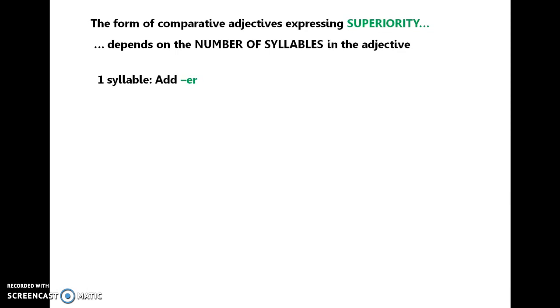The form of comparative adjectives expressing superiority depends on the number of syllables in the adjective. If the adjective has one syllable, we add er. For example, warmer. But if the adjective with one syllable finishes in a consonant preceded by a vowel, like fat, we double the consonant and add er. Fatter. It's important that you remember this spelling rule.